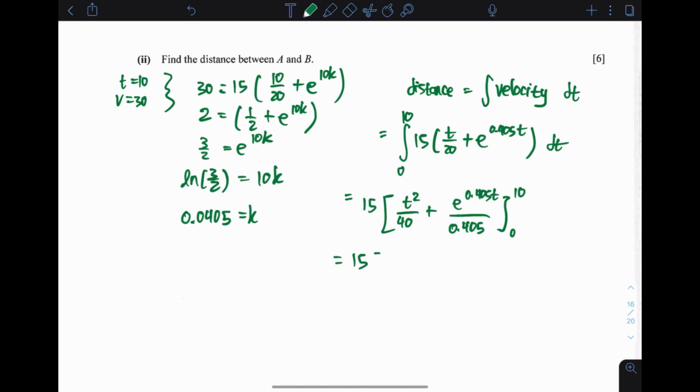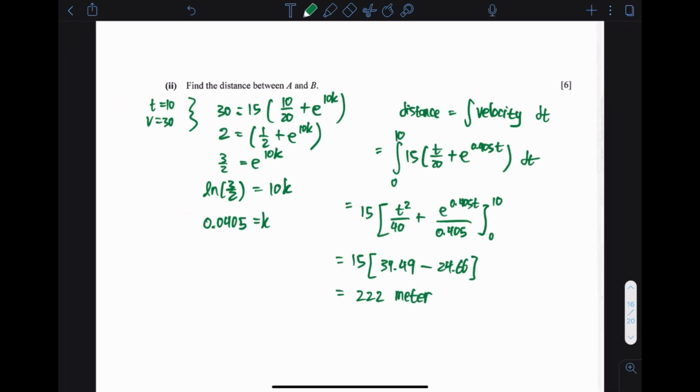This is actually just a calculator method. Just put the 10 in, I'll get, okay, this is actually quite long, 39.49, then minus somewhere around 24.66. Approximately. Then you just use calculator to solve this. You'll get roughly around 222 meter. This is about the meter and second, so that should be good enough.